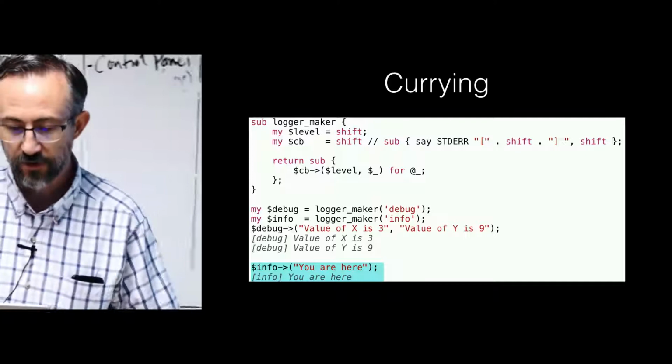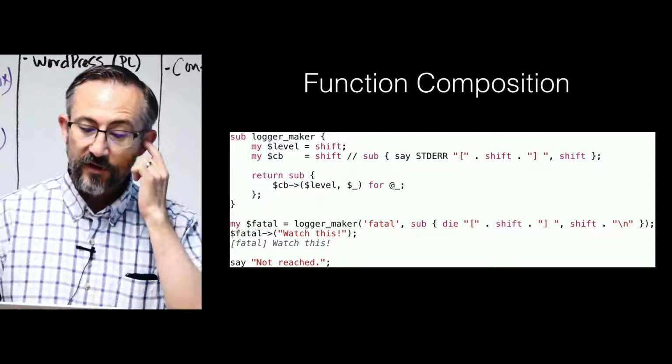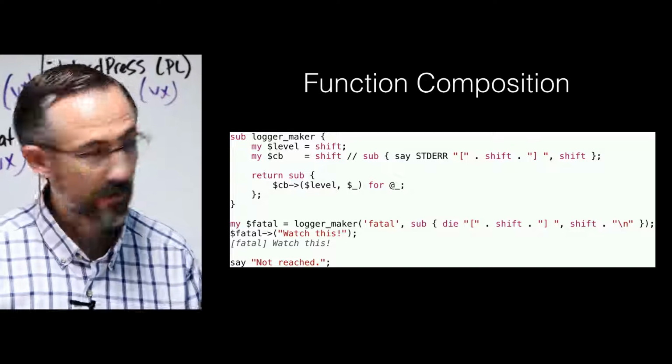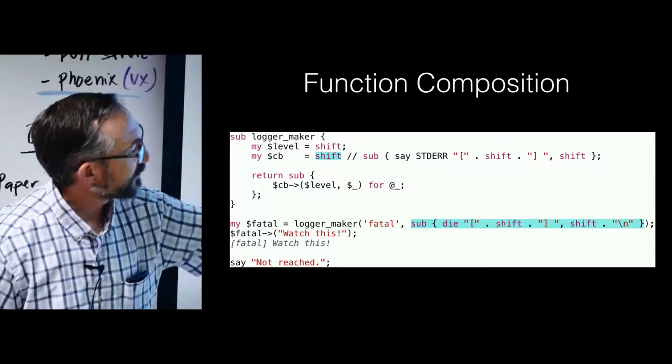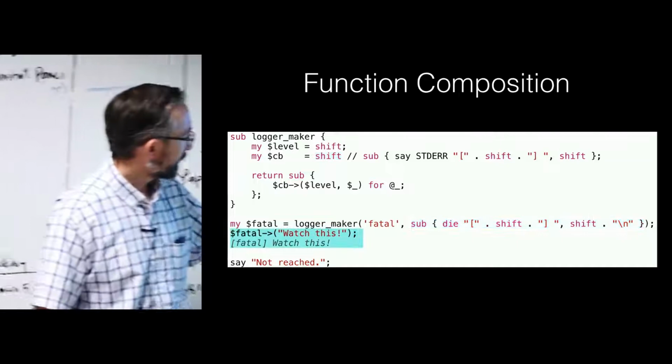Now, we can leverage this curried function callback and create a new fatal logger that dies when it's invoked. So for our fatal logger, we'll pass in a function that instead of printing to standard error, it actually dies with its arguments. And now when we invoke it, we can say fatal, watch this, and it hits this and dies, and this section down here is just not reached.